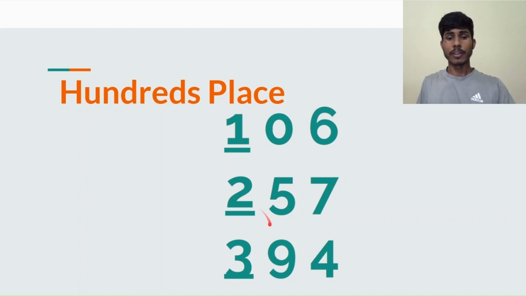Okay. And if you consider another number 394, the rightmost digit here is 4, the next digit is 9 and the next digit is 3. This 3 is said to be in hundreds place. Okay. This rightmost digit 4 is said to be in ones place, the next digit 9 is said to be in tens place, and the next digit 3 is said to be in hundreds place.